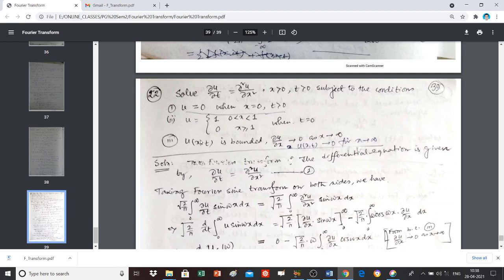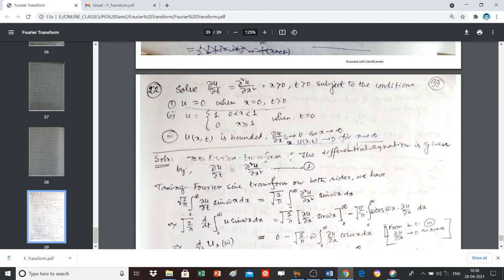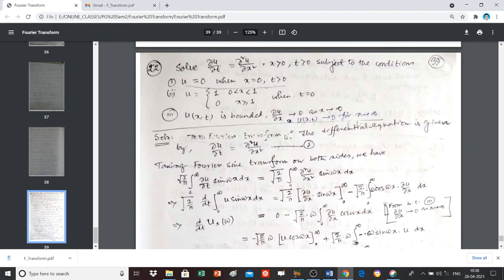And the third condition is u(x,t) is bounded. That means ∂u/∂x tends to 0 as x tends to infinity, and u(x,t) tends to 0 as x tends to infinity. These are the conditions, and we will use them in solving this problem. So the differential equation that is given here is ∂u/∂t = ∂²u/∂x². This is equation number 1.